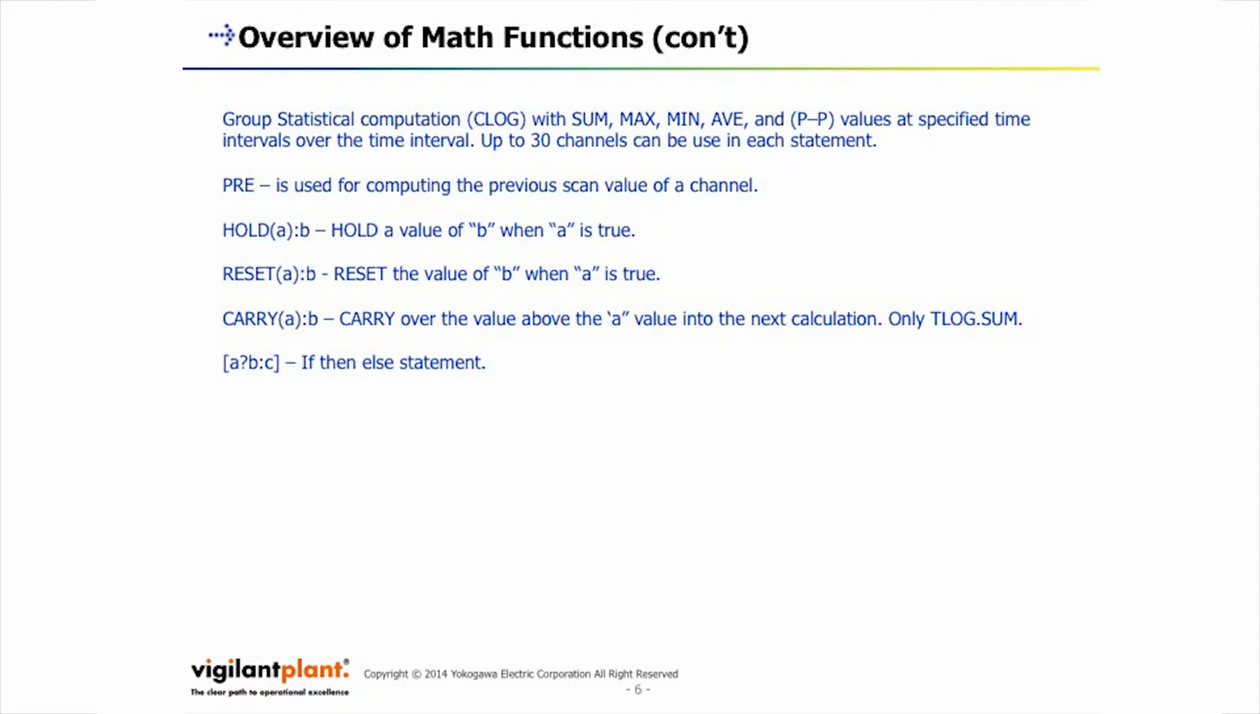The carry statement can only be used with the tlog.sum, and that's for an instance of when you're summing something and maybe you want to get to a total of 5,000 and then roll over and start counting again. If you got to 5,001, typically that number would be chopped off and you would only see the 5,000. The carry function lets that additional 1 scroll over or roll over into the next total. Then the if then else statements, and we'll explain that a little bit later on in the presentation.